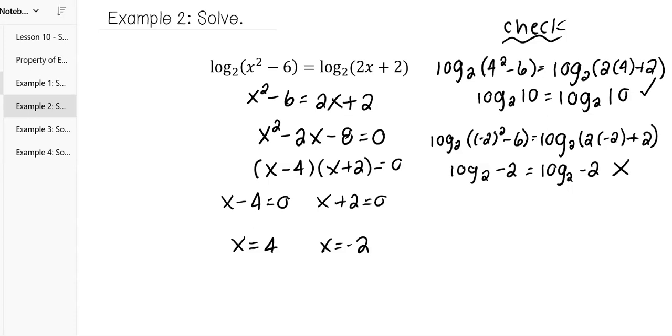Now this one does not work because it is negative. All right, when I solve, it is not a positive number, so I cannot say that this is the solution, which means in this case, my only solution is x = 4.